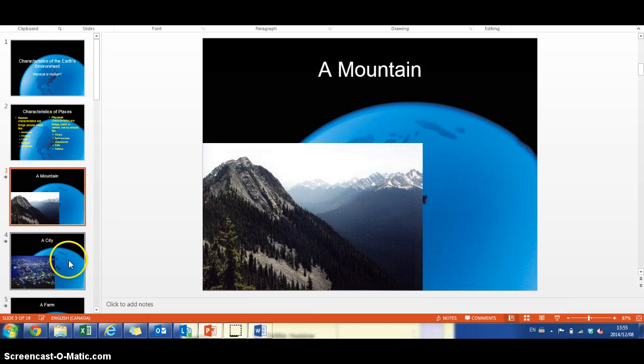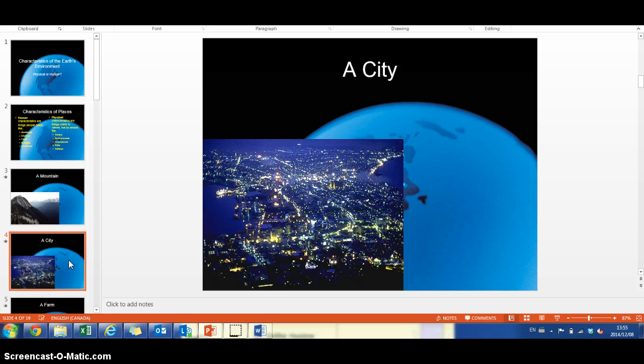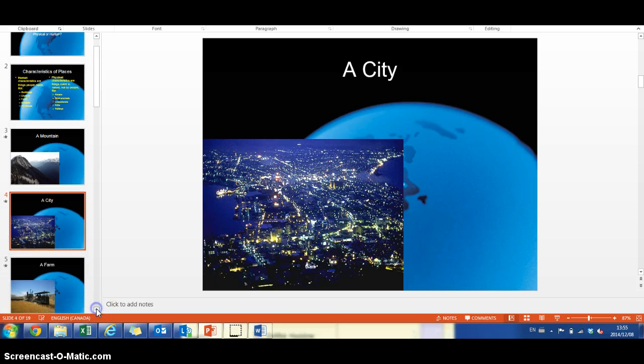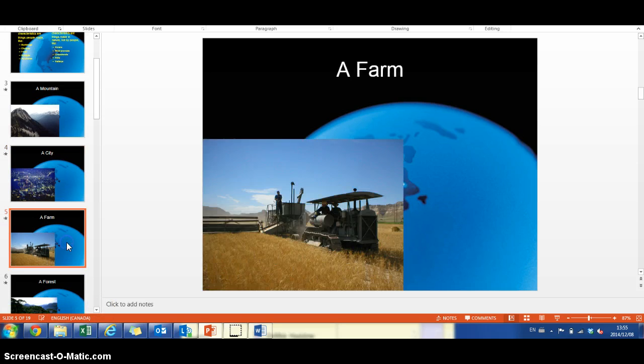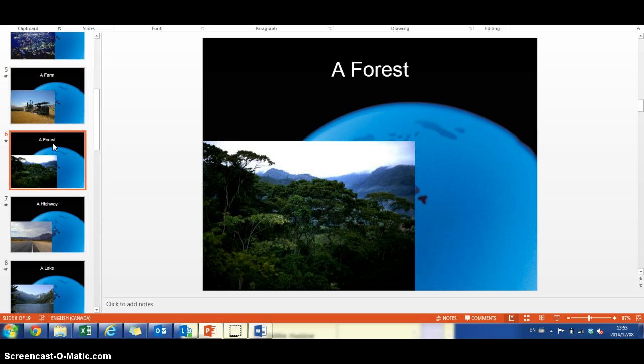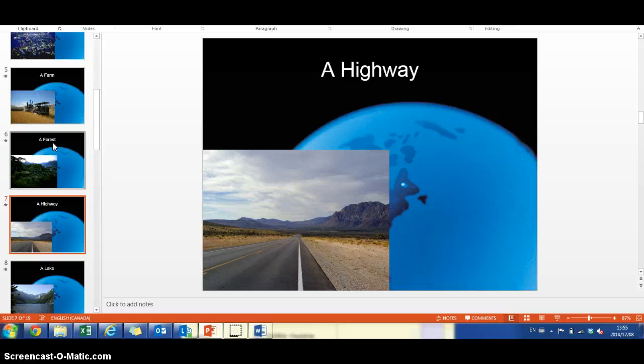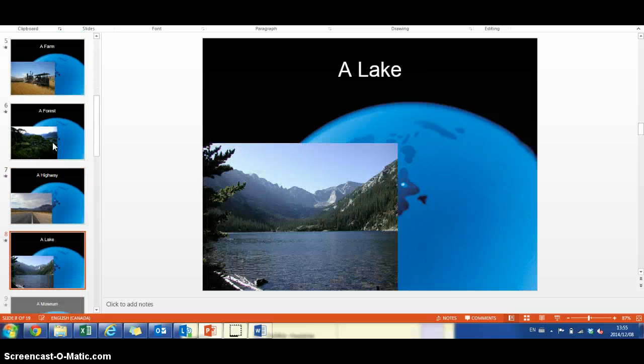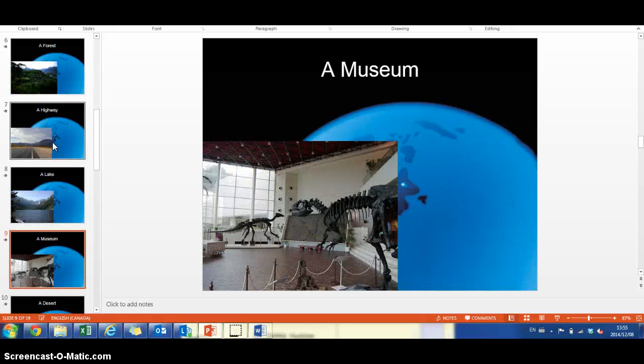Okay, next. A city. Human or physical? A farm. Human or physical? A forest. Human or physical? A highway. Human or physical characteristic? A lake. Is it a human characteristic or a physical characteristic? A museum. Is it a human characteristic or is it a physical characteristic?